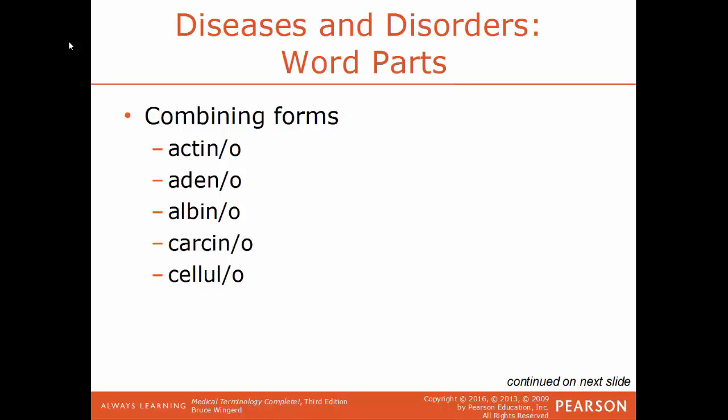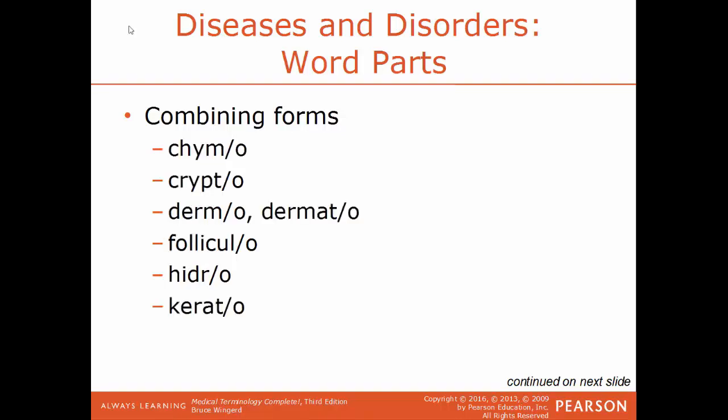Adeno is a reference to a gland. Albin, or albino, is a reference to white, such as someone who is albino is someone who lacks any pigment within their skin. Carcin, or carcino, is a reference to cancer. So a carcinogen is something that causes cancer. And the last one on here, cellulo, is a reference to connective tissue within the body.